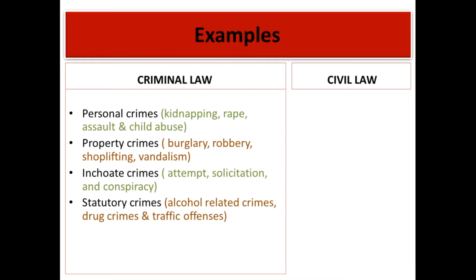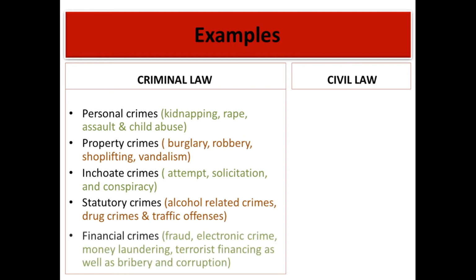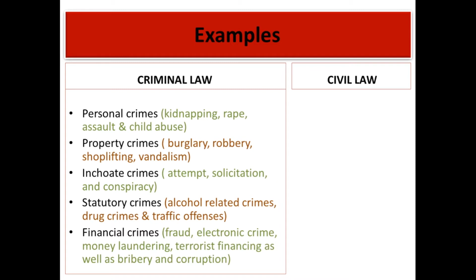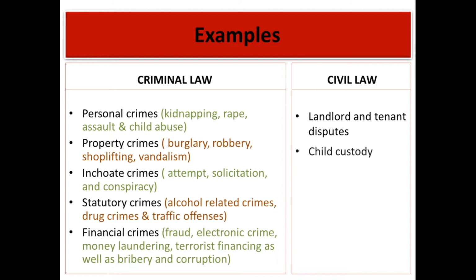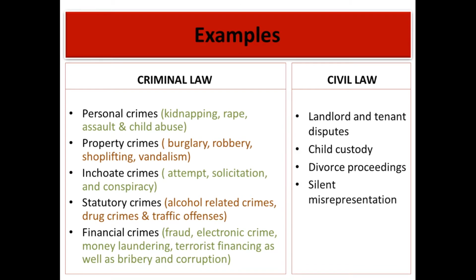Next, statutory crimes. These include alcohol-related crimes, drug crimes, and traffic offenses. Then financial crimes. We have fraud, electronic crimes, money laundering, terrorist financing, as well as bribery and corruption. Then under civil law, we have landlord and tenant disputes, child custody, divorce proceedings, innocent misrepresentation, undue influence, breach of contract. The list goes on.